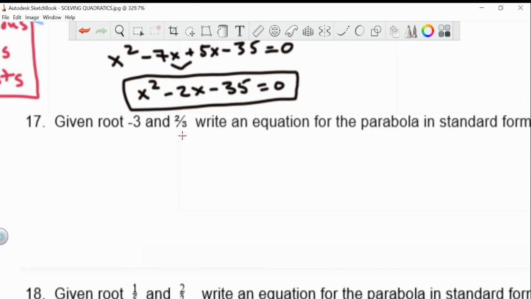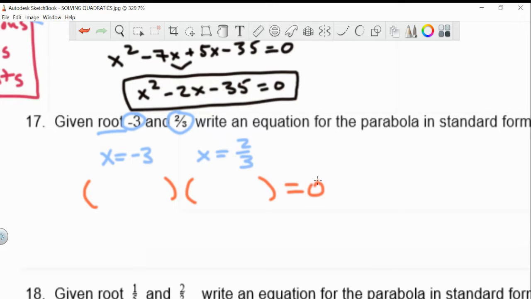It will get a little bit more confusing here, right, with the fraction. So we know that our roots are -3 and 2/3. And roots are the same thing as solutions. And so x equals -3 and x equals 2/3. We need to turn these solutions into factors so that we can FOIL them. This one's easy, right? What's this one? +3.